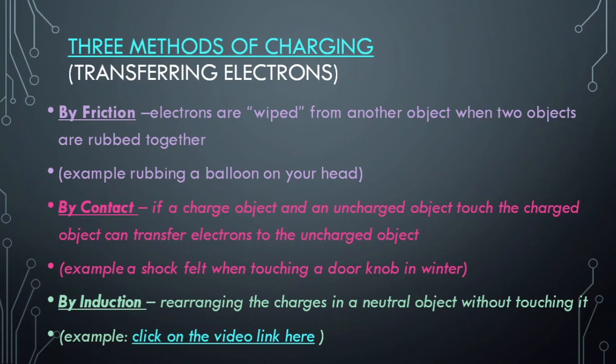So, for example, you have probably all noticed that when you do laundry and take the clothes out of the dryer, especially in the wintertime when the humidity is low, the clothes are often stuck together. That's because they've been rubbing each other and electrons have been wiped and they've become charged. Another example would be rubbing a balloon on your head, and then the balloon will stick to the wall or stick to somebody else.